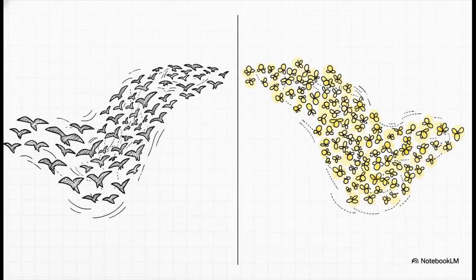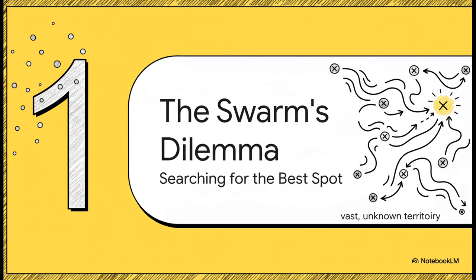Well, the secret isn't some super complex master plan. The whole algorithm is actually inspired by something you've probably seen 1,000 times: how birds flock together or how bees swarm. It really all comes down to this: simple, local interactions can somehow create this massive, intelligent, coordinated action. It's pretty amazing. So what exactly is the mission here? What's the problem this swarm is trying to solve? Well, let's just imagine they're all on a search for the single best spot in this huge unknown territory.